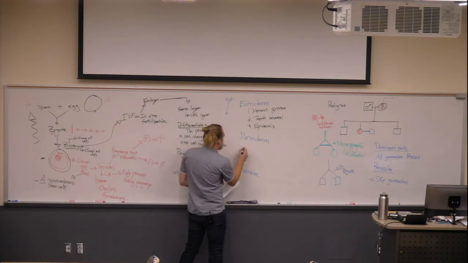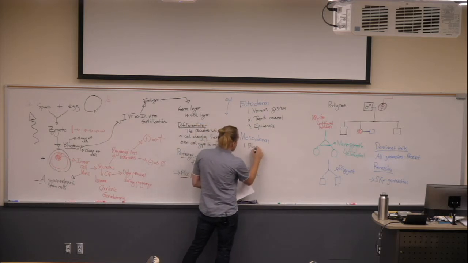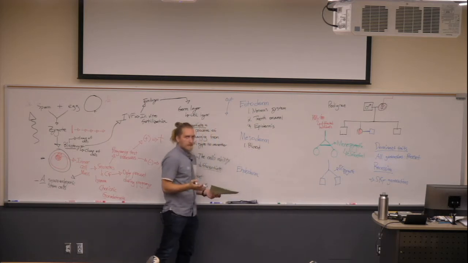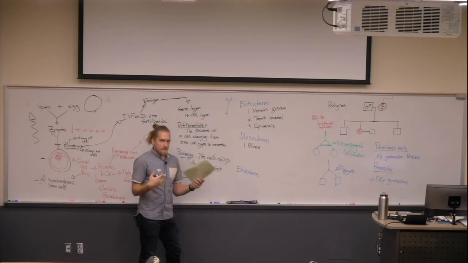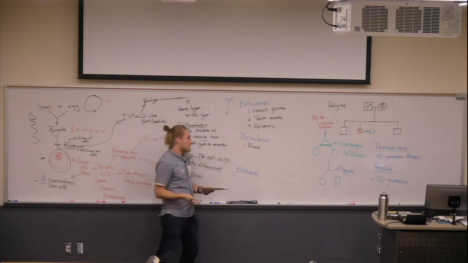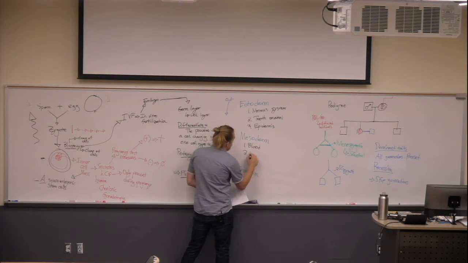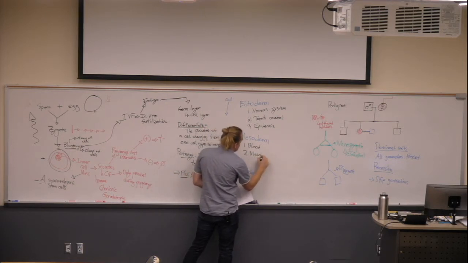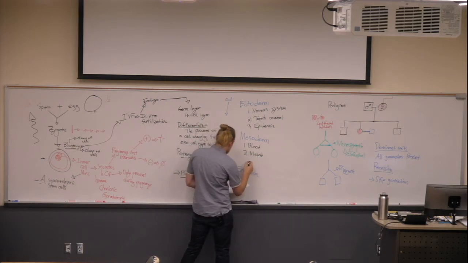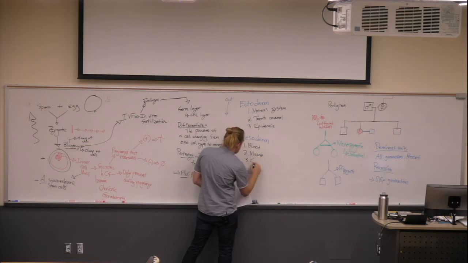So the mesoderm includes all the blood and blood derivatives like neutrophils, immunity, etc. Muscle: smooth, cardiac, etc. And third is connective tissue.